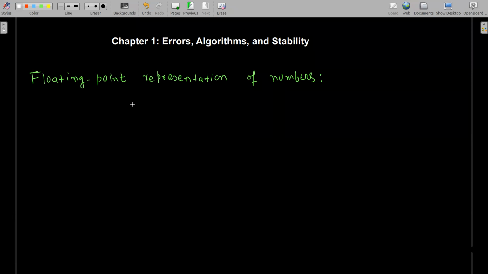For example, you have a number, say x equals 12345. Then I can also write this number as 1.2345 times 10 power 4. Or you can write it as 0.12345 multiplied by 10 power 5.